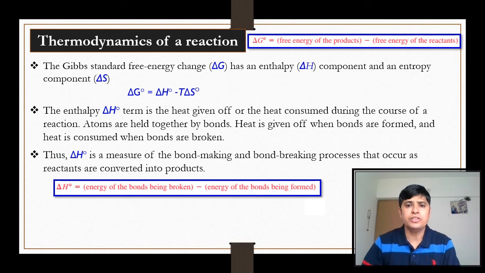In continuation of the last slide, we can say that delta G, that is Gibbs free energy, is equal to the free energy of products minus the free energy of reactants. So the Gibbs standard free energy change, delta G, has an enthalpy delta H component and an entropy delta S component. So delta G0 is equal to delta H0 minus T delta S0.